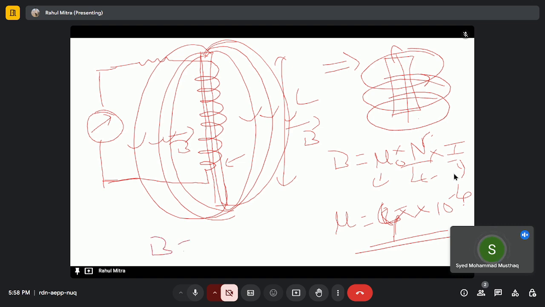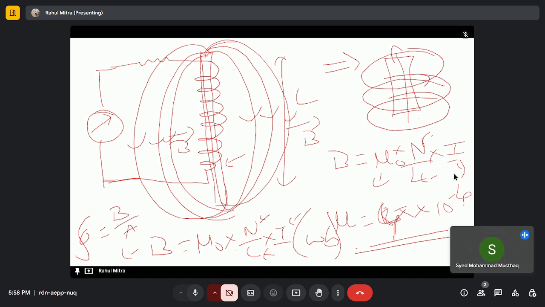Let me write it again. Mu N by L into I. I is in amperes, N is the number of turns, L is in meters, and that will have a unit of Weber. This is B, and if you want to measure magnetic flux density, this is equal to Weber per meter square, or the magnetic flux divided by area. This is our magnetic field.